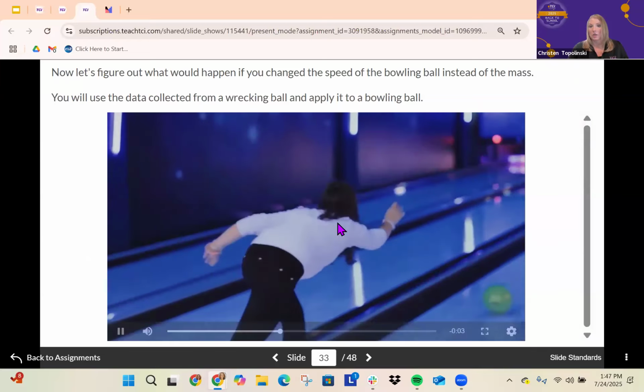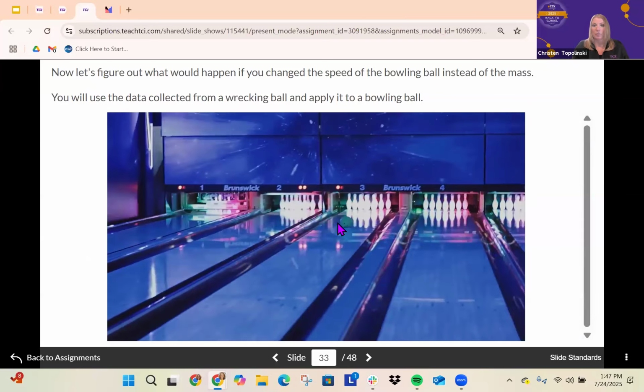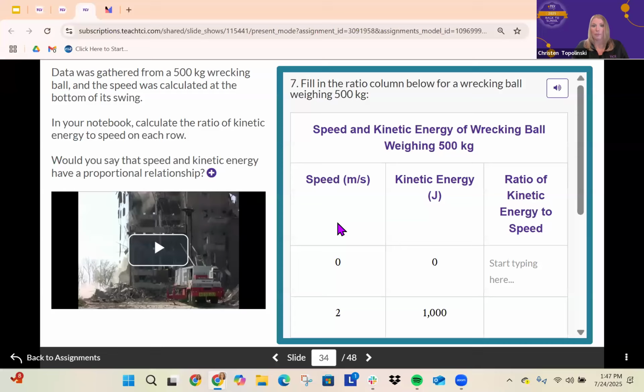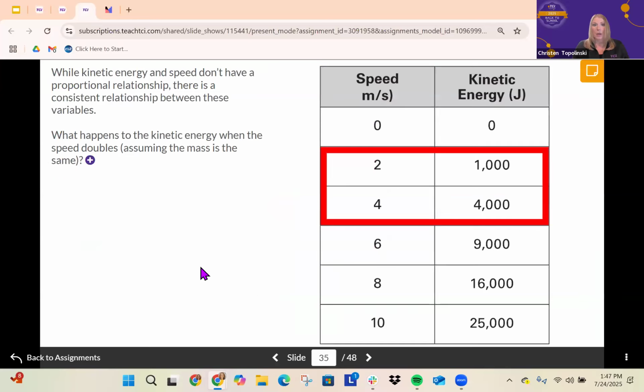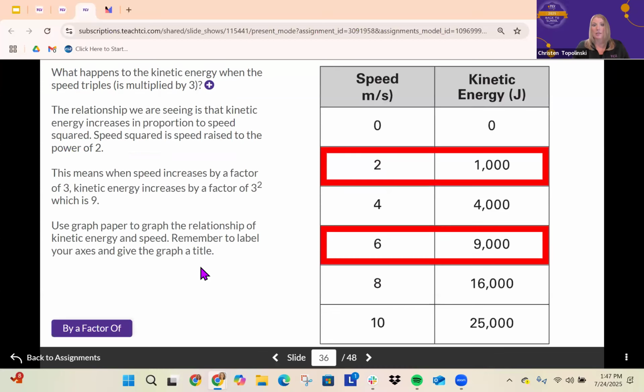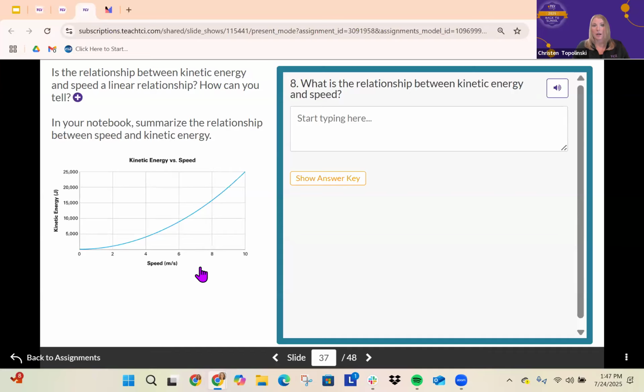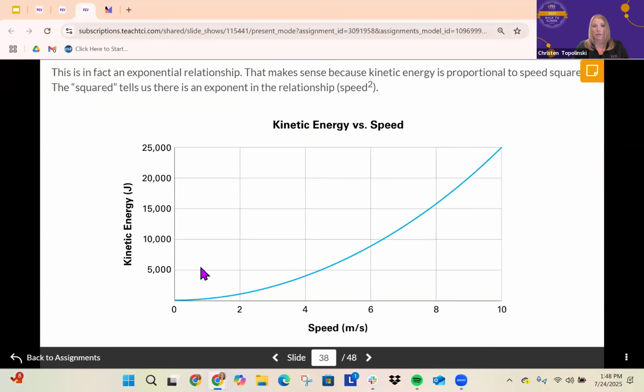This is just showing some bowling. If they're not experienced with it, it's helpful for them. And then we're going to look at speed again, speed and kinetic energy. This one is a little bit longer, but it also shows the wrecking ball hitting a building that they're trying to tear down. So you show them that and look at those things. As you get going, they're going to see that there is definitely a relationship. There is an exponential relationship. There is a direct correlation, and they find exactly what is happening.